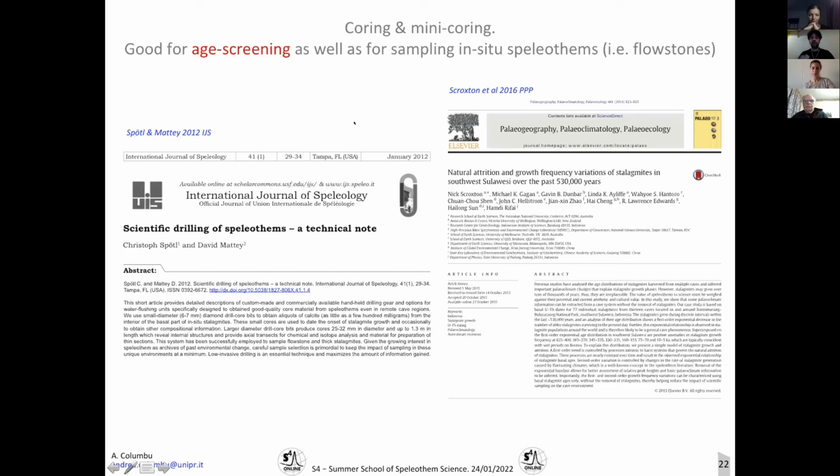At the same time, coring is really a good approach if you want to study flowstones. And a suggestion is to cover the whole of the coring after your sampling by some techniques that are described in this paper from Speleothem.